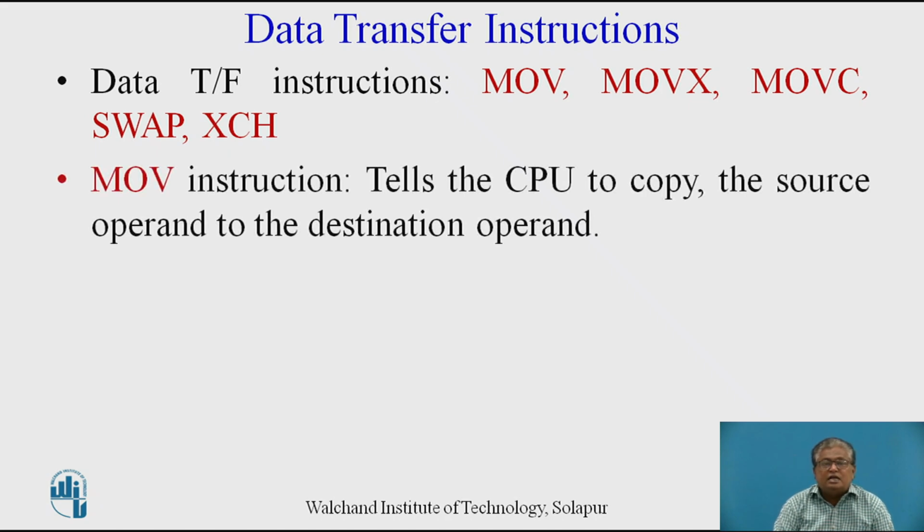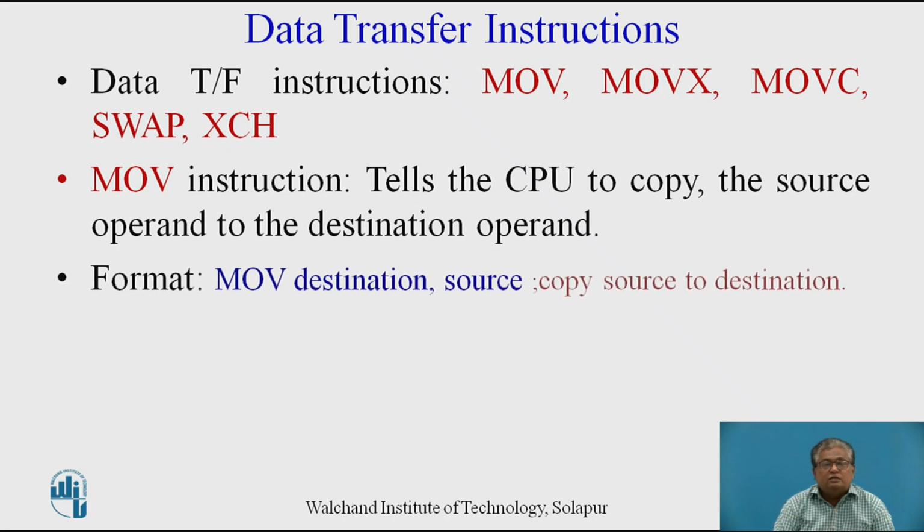As far as the data transfer instructions in 8051 are concerned, the data transfer instructions defined are MOV, MOVX, MOVC, swap, and exchange. First we will see the MOV instruction. The MOV instruction tells the CPU to copy the source operand to the destination operand. The format of the MOV instruction is the opcode MOV, destination, and source. This instruction copies the source data into the destination.